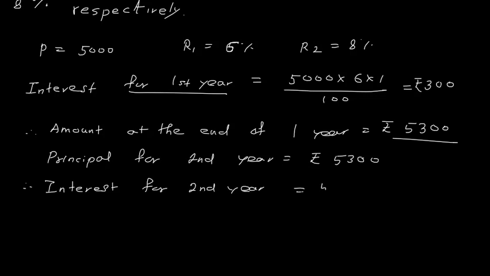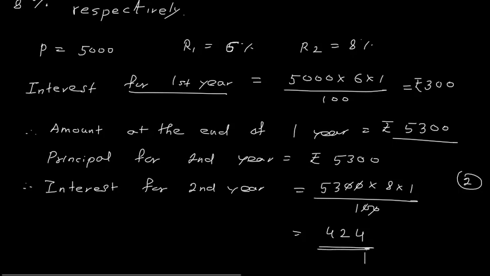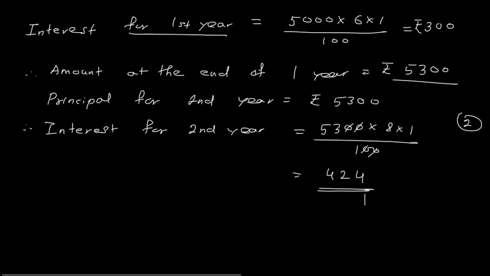Interest for second year will be this rupees 5300 multiplied by, now for second year the rate of interest is 8, so this will give us answer as 8 3s are 24, 2 8 5s are 40 and 42. So for first year we have got 300 rupees. For the second year, as the rate of interest increases and the amount also increases, we got rupees 424.